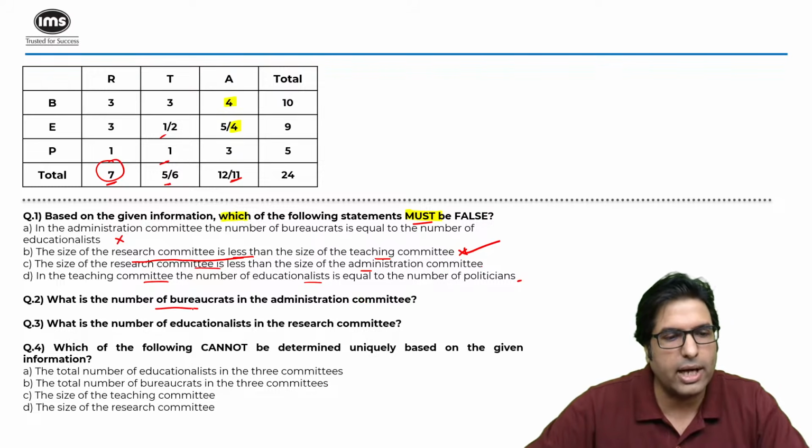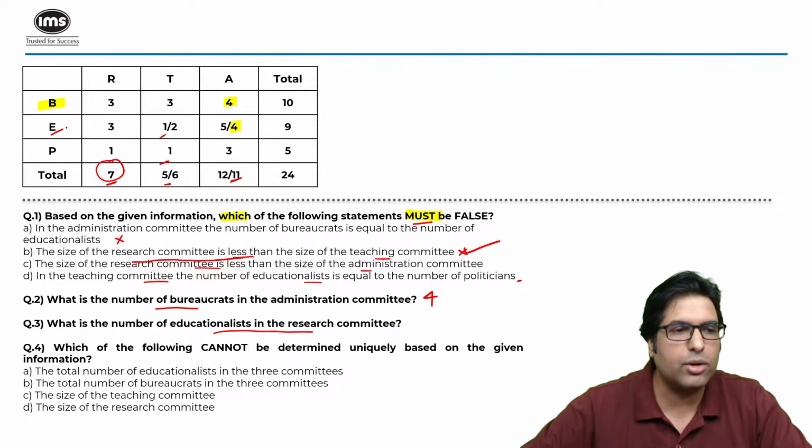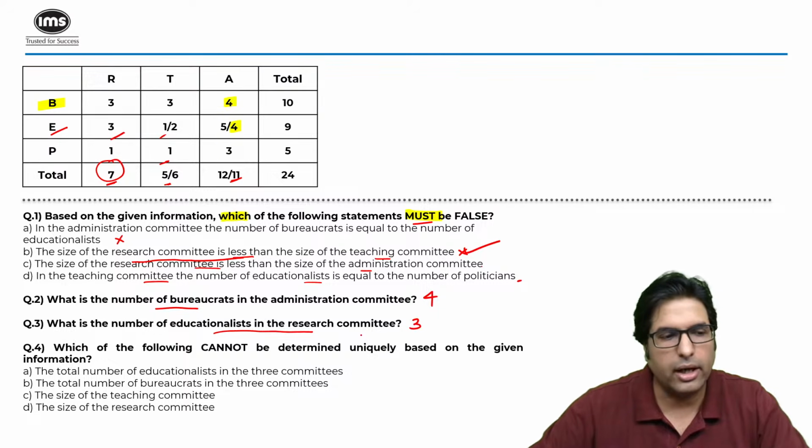What is the number of bureaucrats in the administration committee? Straightforward question. Bureaucrats in the administration committee, the corresponding answer will be equal to 4. Number of educationalists in research committee. Educationalists in research committee equal to 3. Direct data based question. 3 would be the answer.